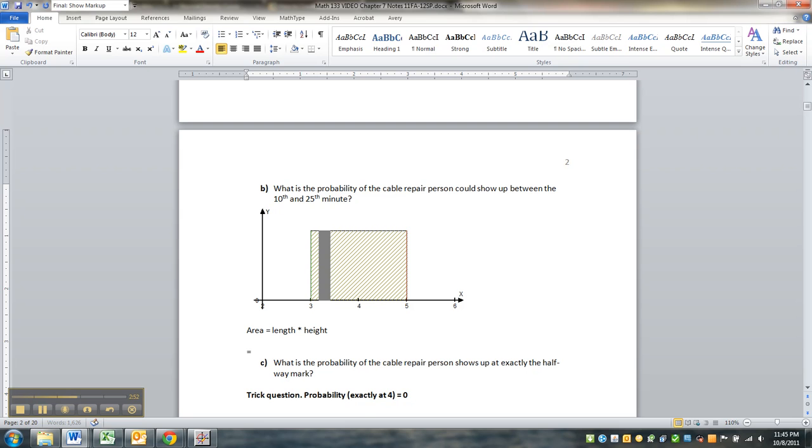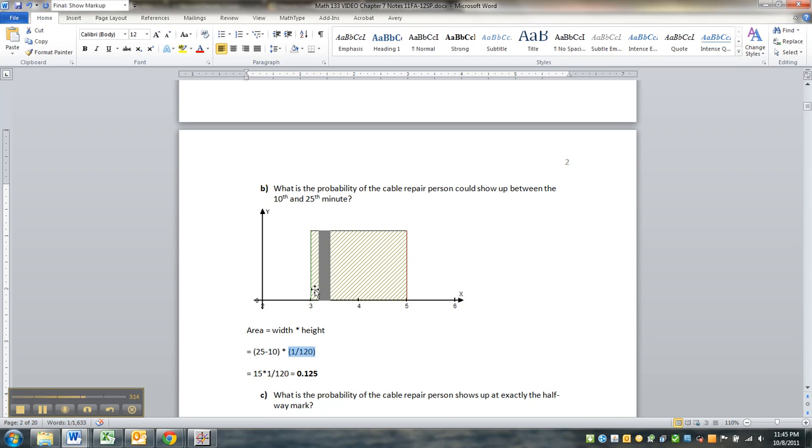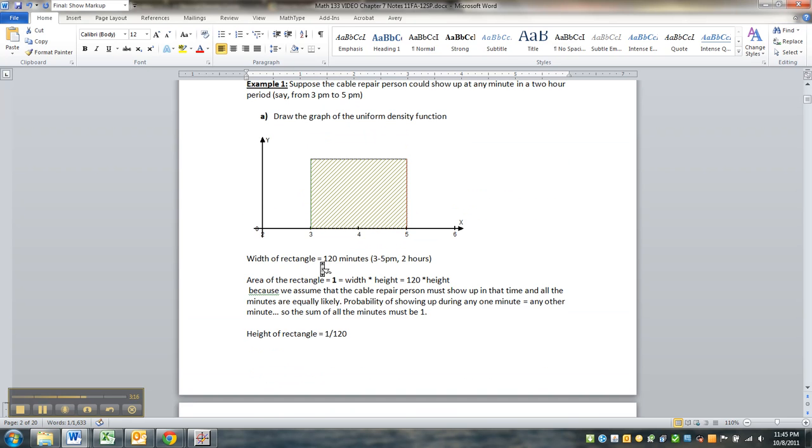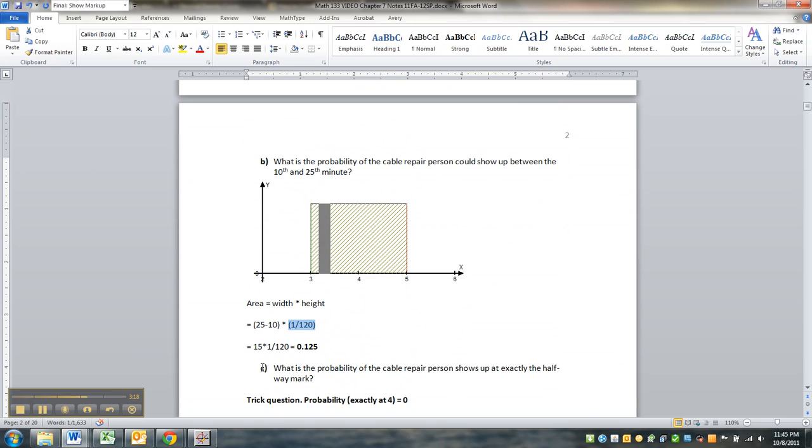Okay, well, since it's a rectangle, we know that it's length times height, or width times height, whichever. Doesn't make any difference. Okay, but the width is 25 take away 10, because 25 is over here, 10 is over here. So you subtract and you'll have the width. And then you multiply it by 1 over 120, because we know that that's the height, because we found it up here. All right, so that's 15 times 1 over 120, which is 15 over 120, which is 0.125.